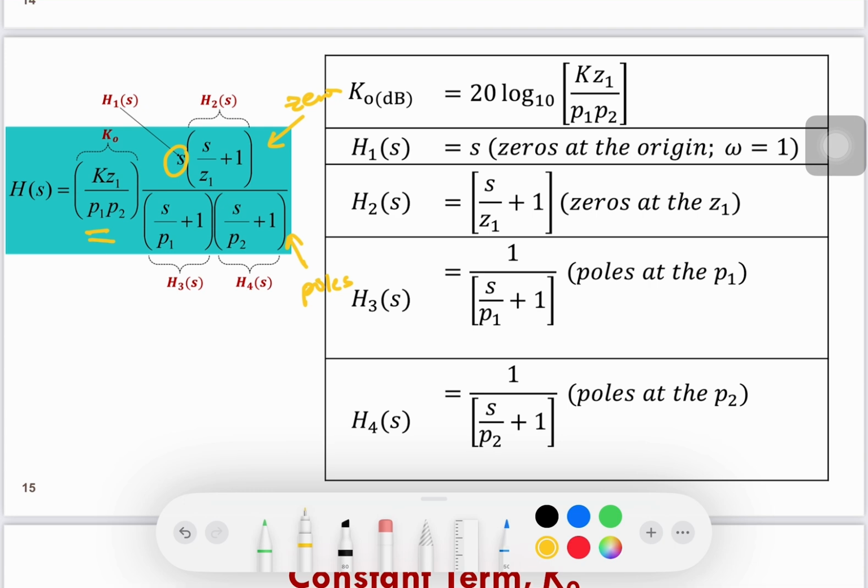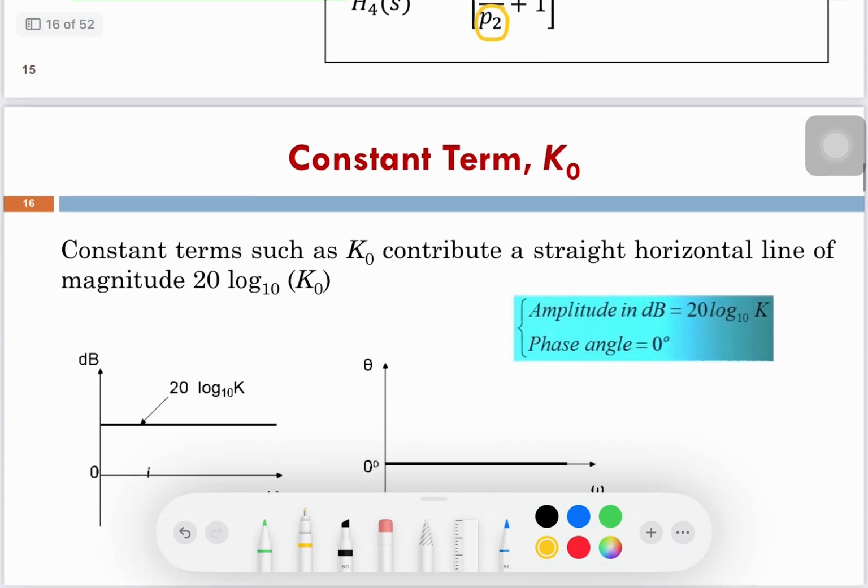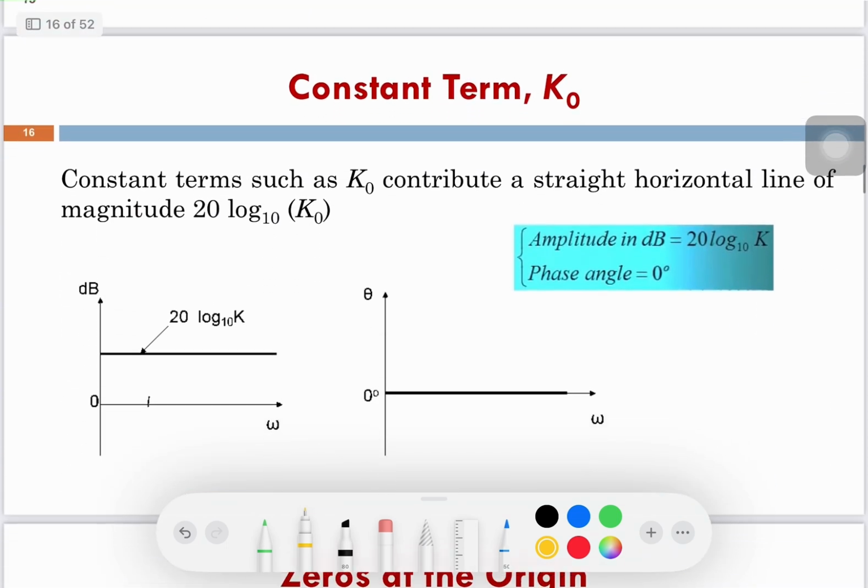Let's take a look at the second transfer function. You have S over Z1 plus 1, meaning that your zero is at Z1. And then your pole is at P1. This one, the pole is at P2. After this I will explain. Now, in terms of how to draw the K0.